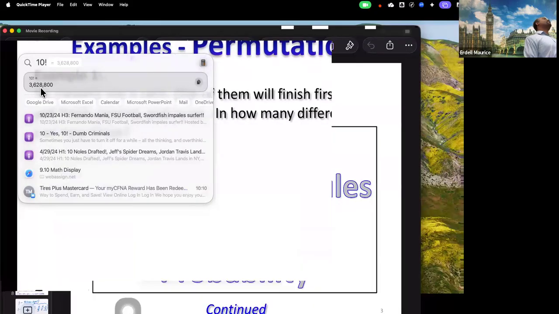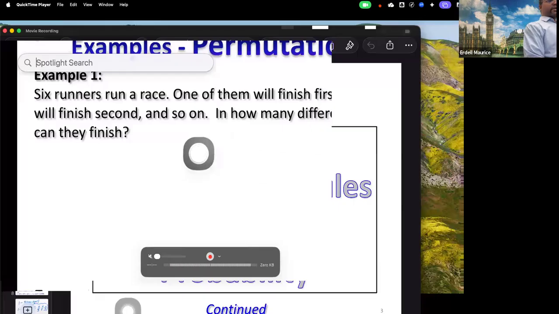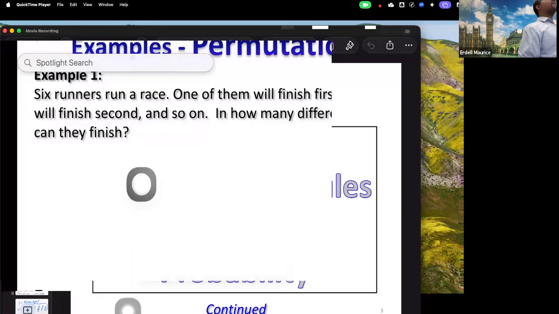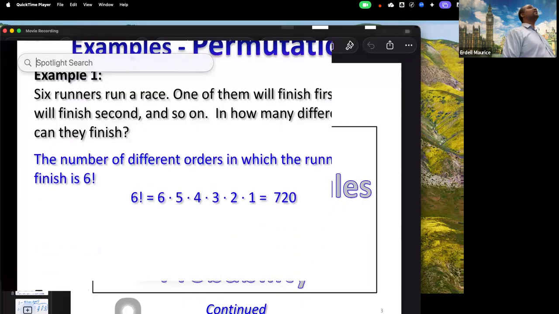Example 1, 6 runners are running a race. How many different orders can they finish? The answer is going to be 6 factorial, yes? Or if you're using FCP, it's going to be 6 multiplied by 5 multiplied by 4 multiplied by 3 multiplied by 2 multiplied by 1, yes? Or just 6 factorial. There are 720 ways to have that race finished.